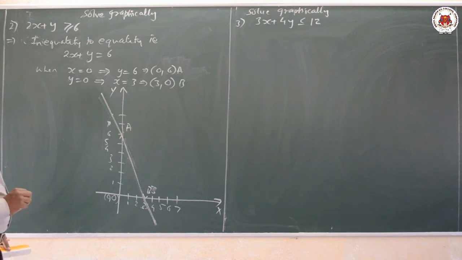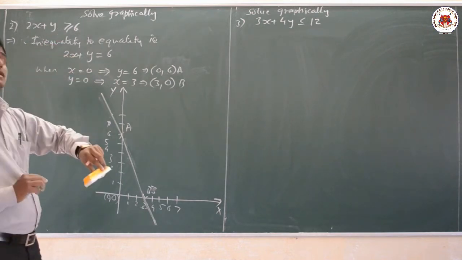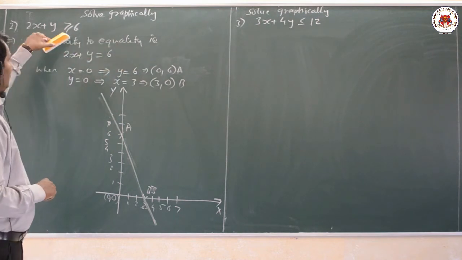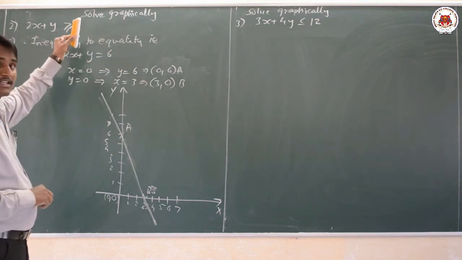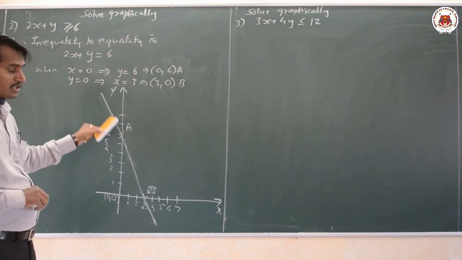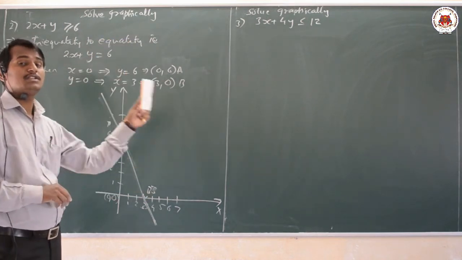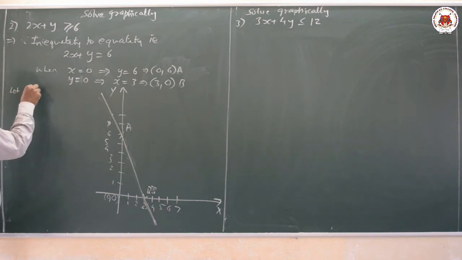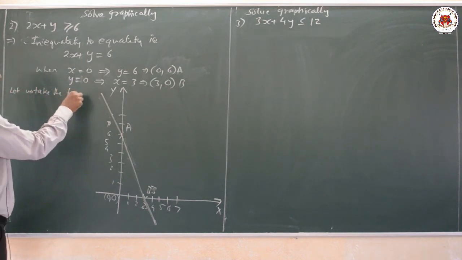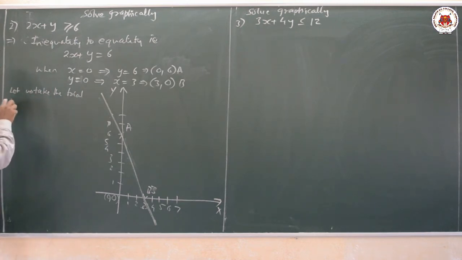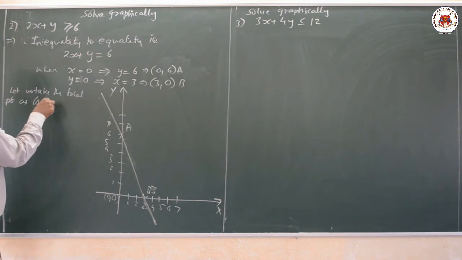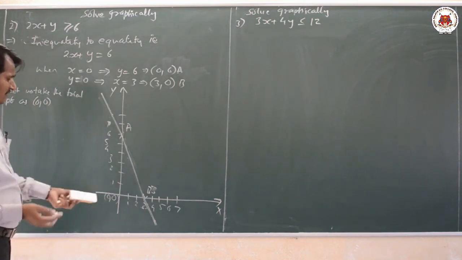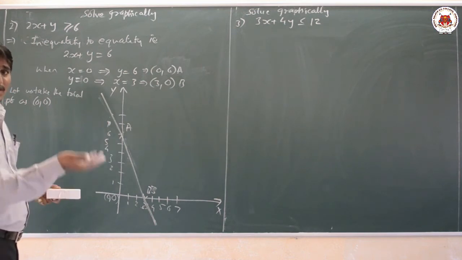Now here, what is the inequation? It is greater than or equal to, as I said, the shortcut method. If it is greater than or equal to, the solution region is away from the origin. Or let us take the usual method, that is let us take the trial point as 0, 0. Always I am taking it as 0, 0, because it will be very simple for us to substitute and solve.